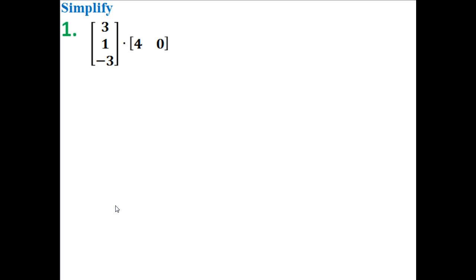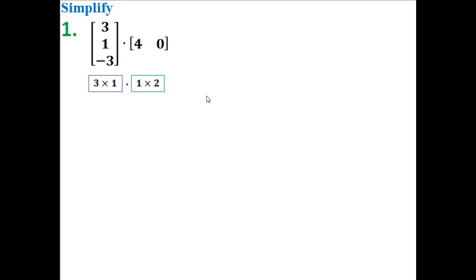So we'll look at this one. The first thing we need to do is classify this one, and when we classify a matrix, we do it by the number of rows by the number of columns. This one has 3 rows and 1 column, so this one would be a 3 by 1 matrix. Over here we've got 1 row and 2 columns, so this one is going to be a 1 by 2 matrix. Remember, it's the number of rows by the number of columns. So this one has 1 row, 2 columns.